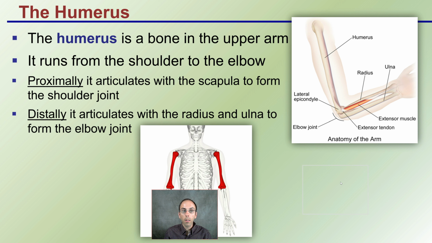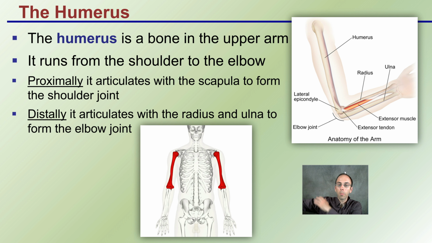Now we have the humerus, which is a bone of the upper arm. We're talking right in this region here. It runs from the shoulder to the elbow. Proximally, it articulates with the scapula at the shoulder joint, and distally it articulates with the radius and ulna at the elbow joint. You can again see that here, and it's highlighted in red in this image.